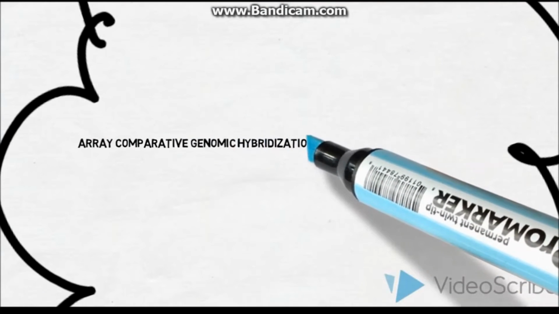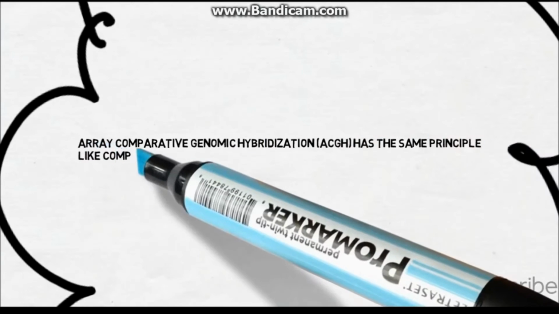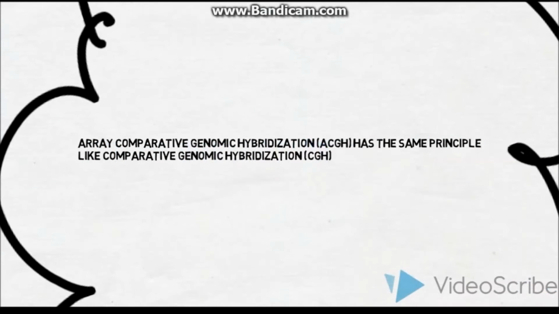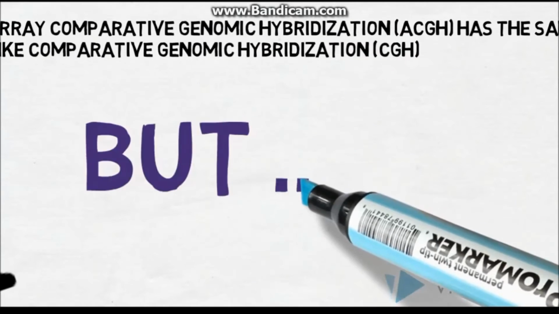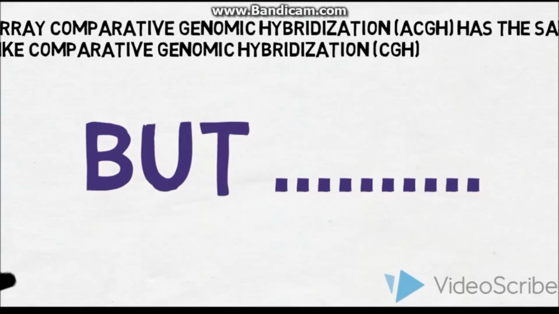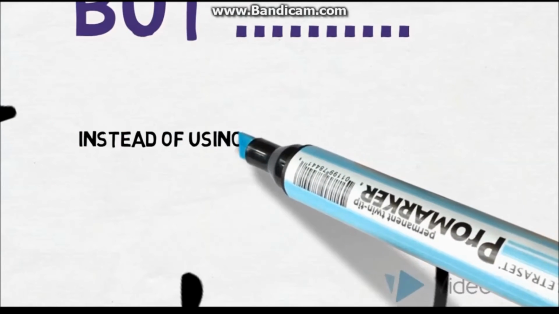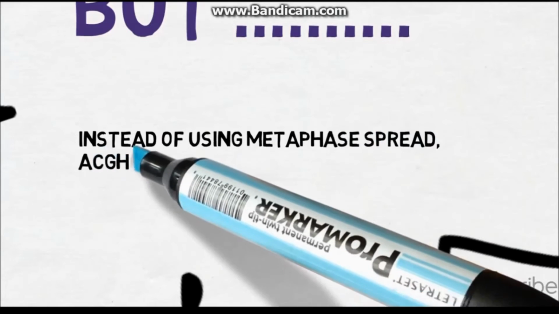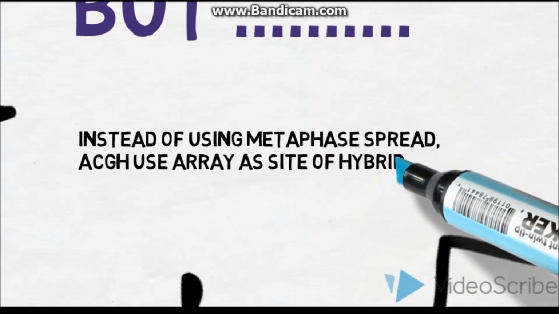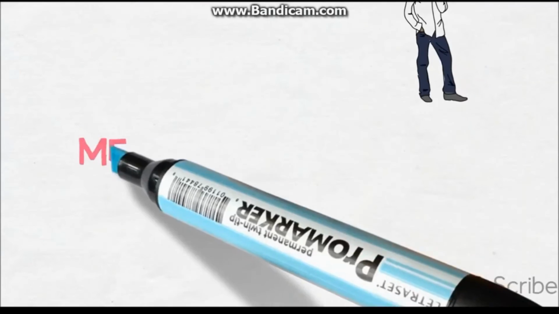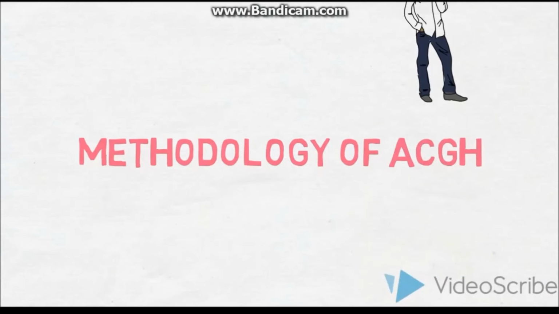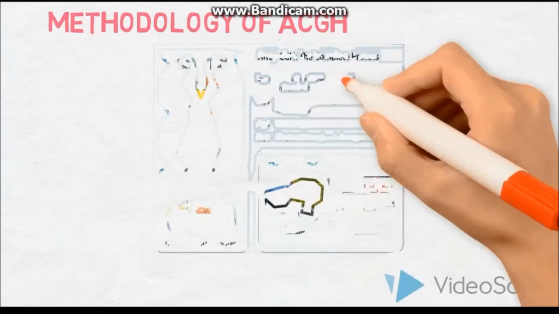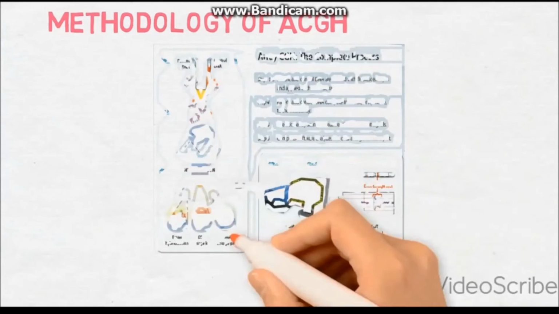Array comparative genomic hybridization has the same principle as comparative genomic hybridization, but instead of using metaphase spread, aCGH uses an array as the site of hybridization. The methodology of aCGH is the same as CGH.